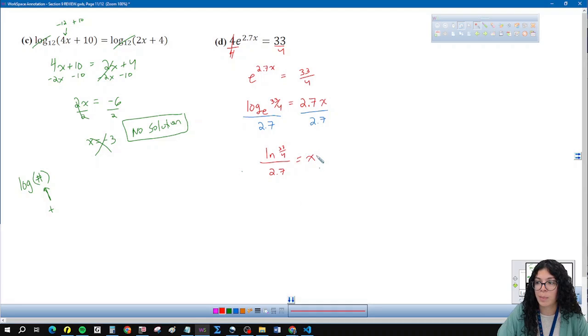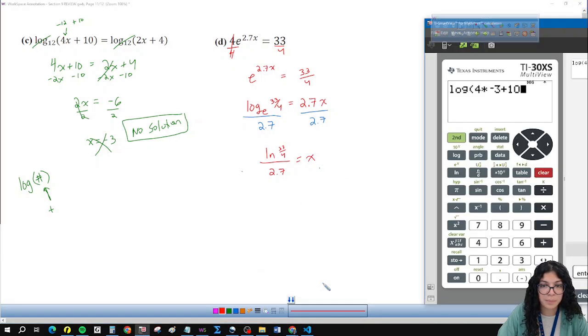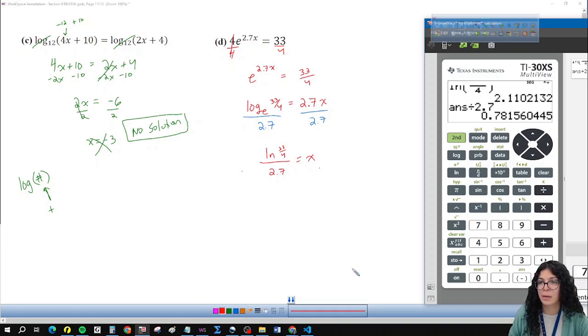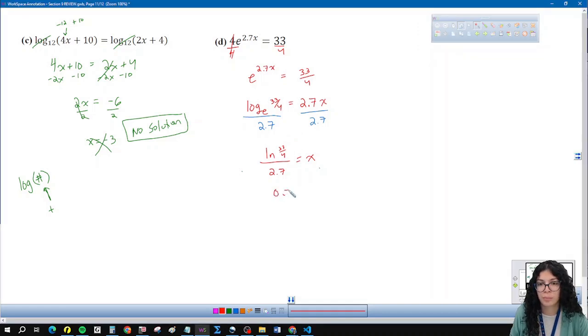Now they asked us, remember, to round to the nearest thousandth. So let's use our calculator. ln of 33 over 4, and then take that number and divide it by 2.7. So we get 0.782. So x is roughly about 0.782.